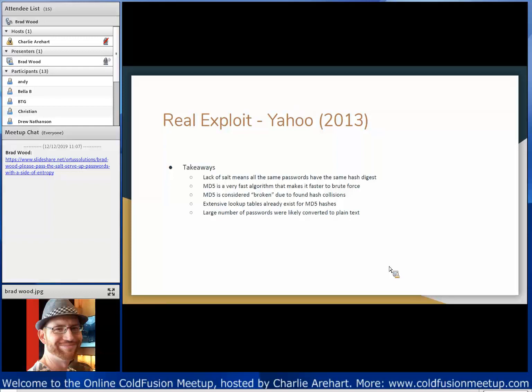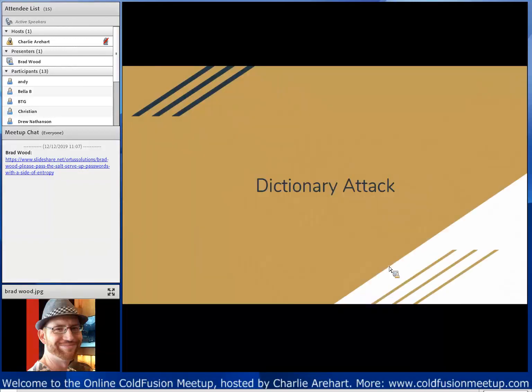Most of the passwords in this database, which is 1 billion or more passwords, were converted back to plain text. Even though they were hashed with MD5, which is what a lot of people use, it really just wasn't secure enough. It's too easy to reverse.